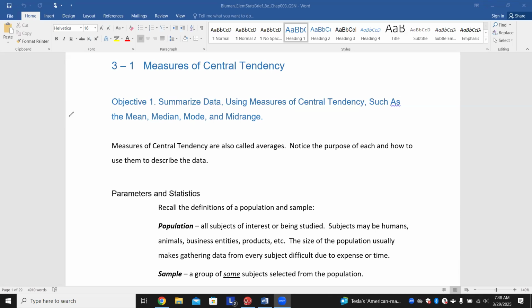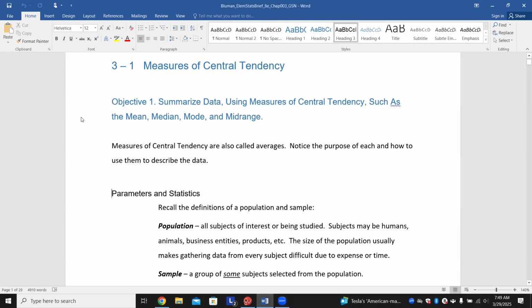and the mid-range. Measures of central tendency are also called averages. Notice the purpose of each and how to use them to describe the data. So all of them can give us the average depending on, again, what we're trying to achieve in our outcome.